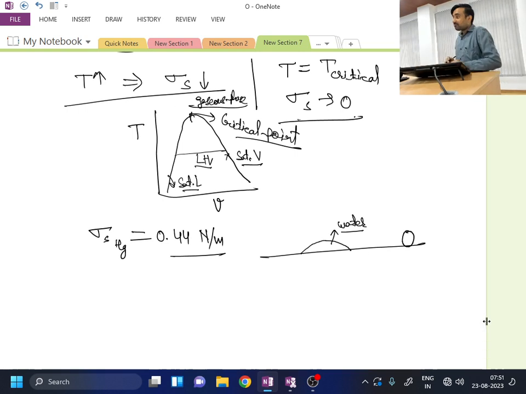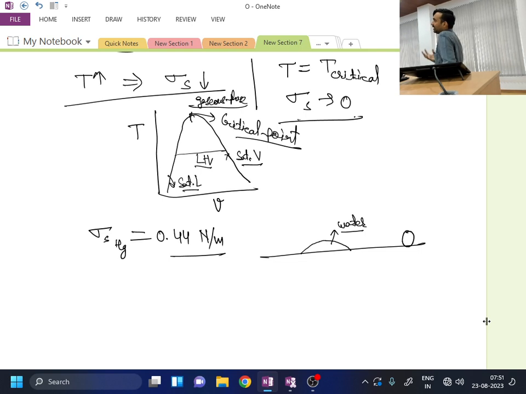Now, there comes one important point. We are always saying that whenever there is a free surface, we have some sort of tension at the free surface. Of course, if a drop has to stay in spherical shape, or if a bubble has to stay in spherical shape, then whatever tension is acting at the free surface has to be balanced by some forces.